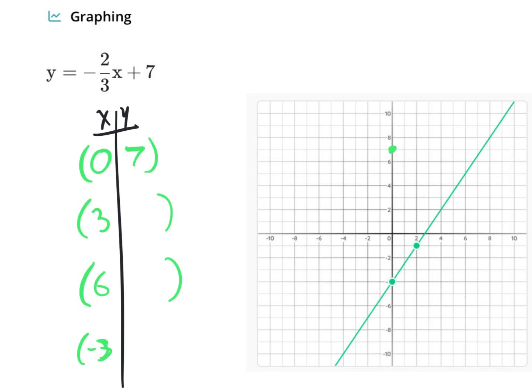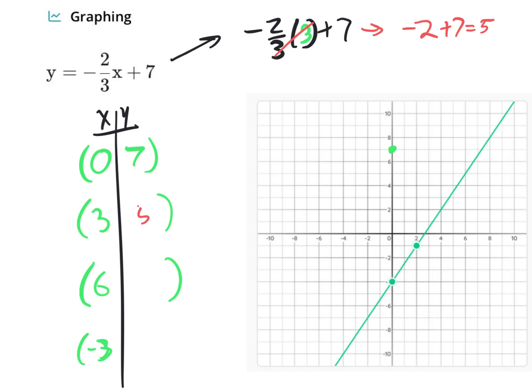I already plugged in 0. Check out how awesome it is to plug in 3. So here we go. We have -2/3 times 3 plus 7. And again, why did I use the denominator? Because when you multiply a fraction by its denominator, it cancels out and you have no more fraction. So what we end up with right here is negative 2 plus 7, which equals 5. So when I plug in a 3, I get out a 5.